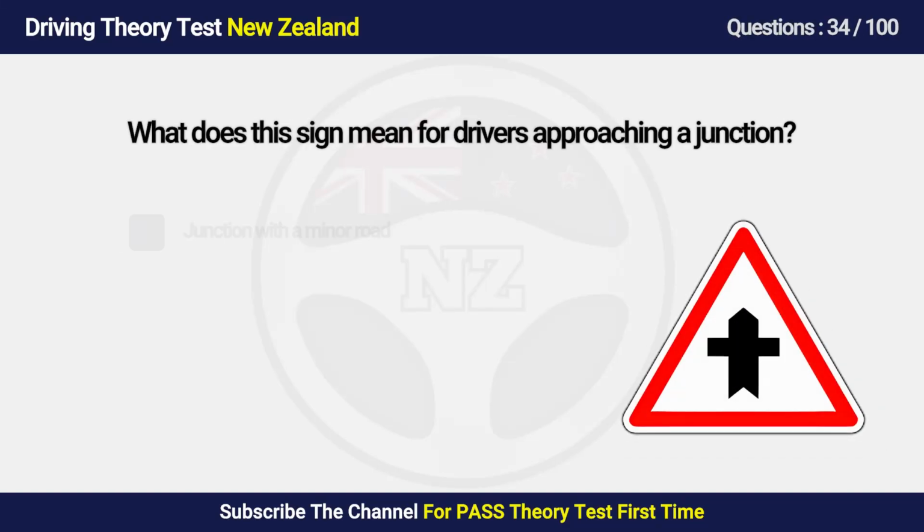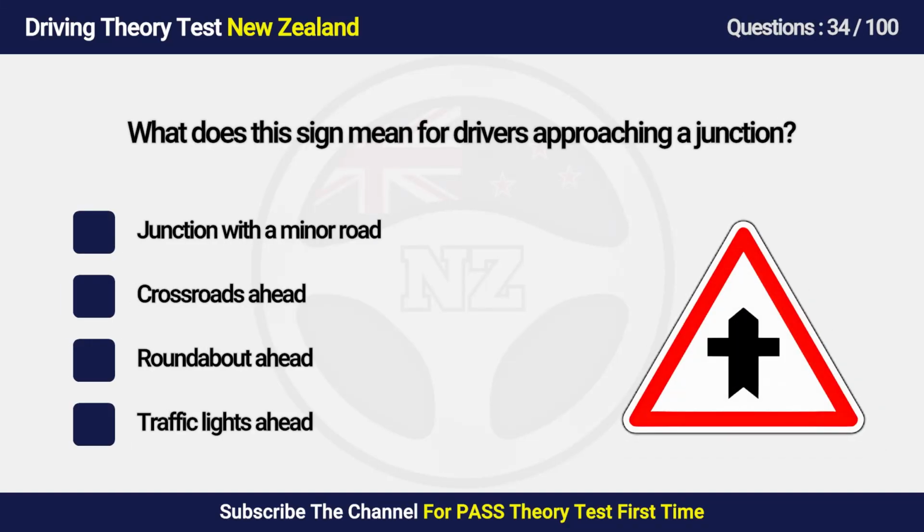Question 34. What does this sign mean for drivers approaching a junction? A. Junction with a minor road. B. Crossroads ahead. C. Roundabout ahead. D. Traffic lights ahead.